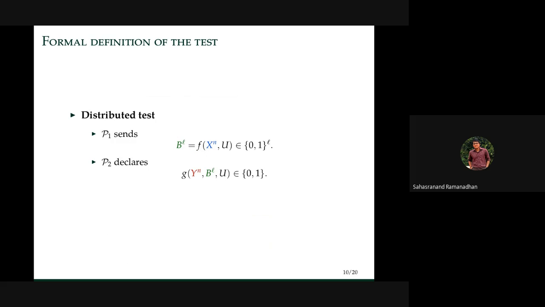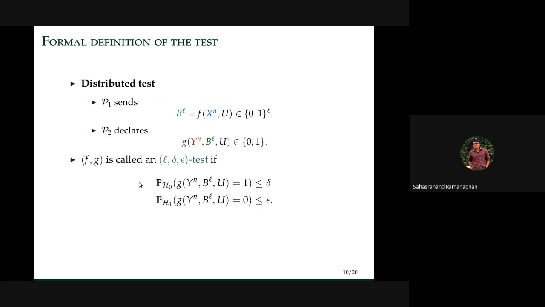So formally the scheme looks like this. Party 1 sends b to the L, meaning a sequence of L bits, which is a function of his observation vector x^n and the shared randomness u. Party 2 takes as input his observations y^n, the received bits b^L, and the shared randomness, and declares either 0 or 1. This is the general form of a test. Even the first simple scheme is of this form, right? Because there was no shared randomness, but this f just picked out a few samples from x^n, and that is what party 1 sent. So this is the general form of any test.